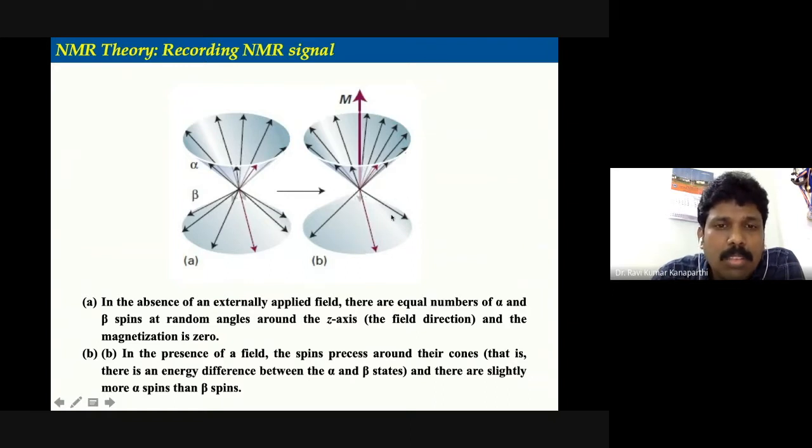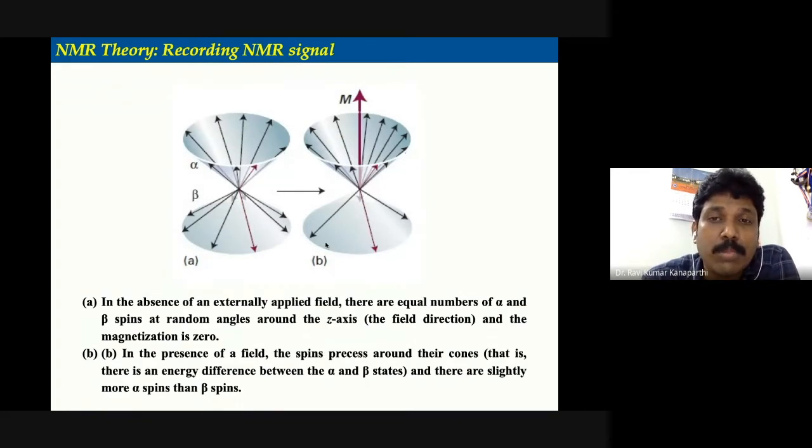These things are very important, because to understand the NMR signal, it is very, very important. Please keep in mind that in the absence of an external magnetic field there is no imbalance, the spins are randomly oriented, and as a result there is no net or resultant magnetization.